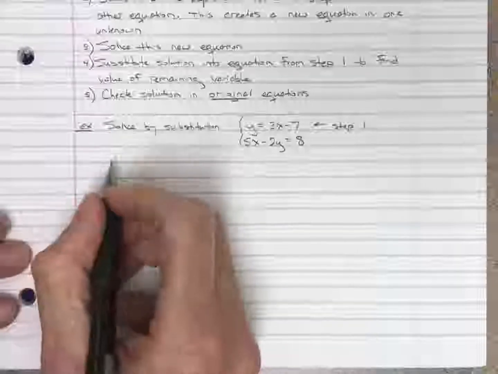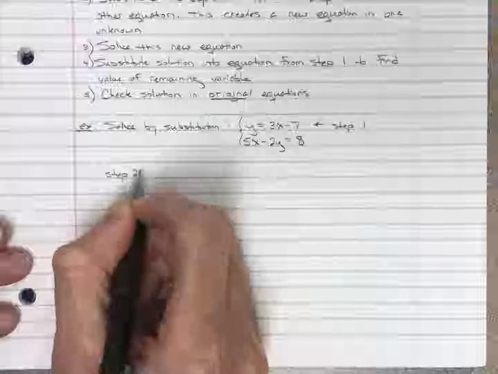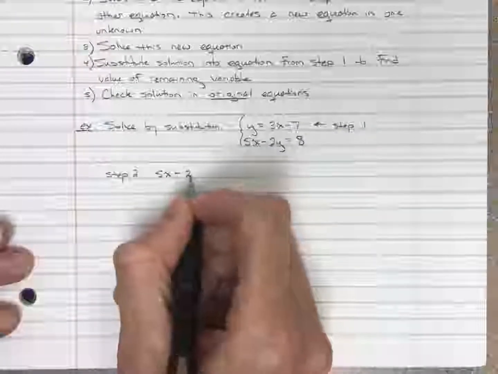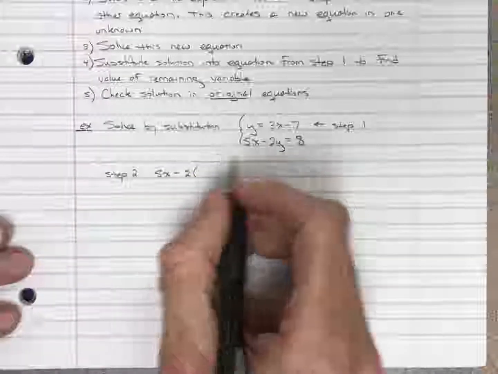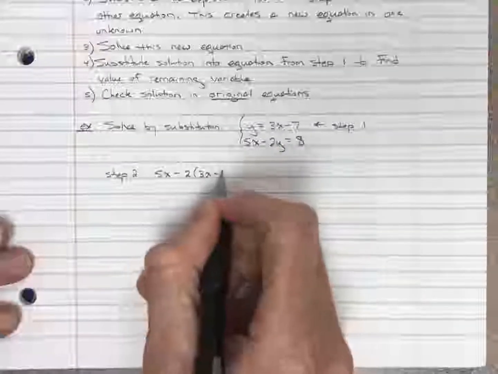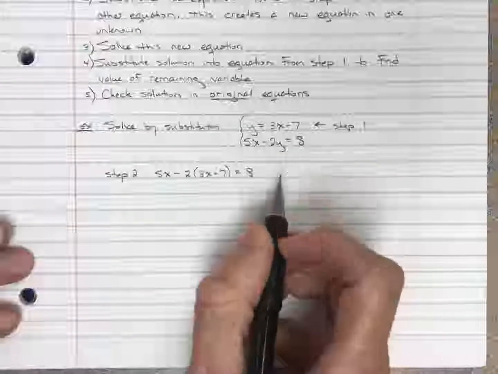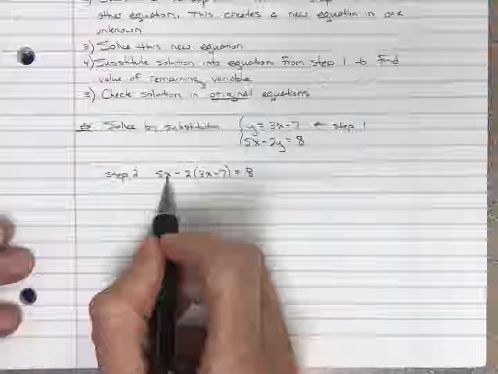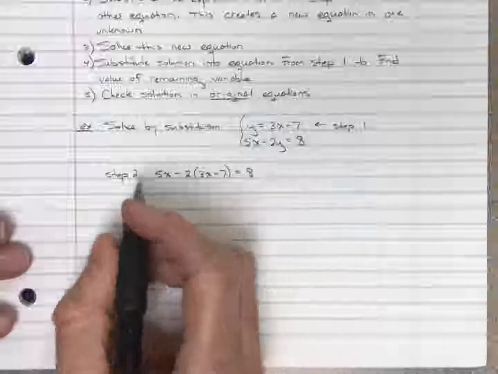All right, so step two. I'm going to write the second equation, 5x minus 2, and where I see y, I'm going to substitute what y equals. y equals 3x minus 7. So there's the reason it's called substitution. And I have a new equation, and this new equation is in one unknown. It has only x's, there are no longer any y's.